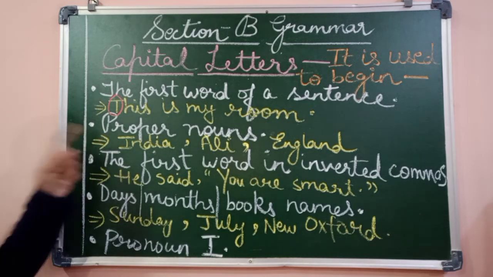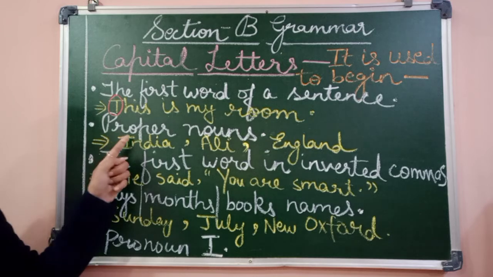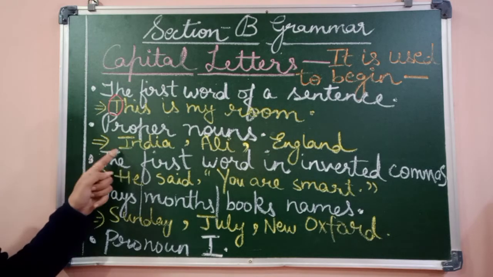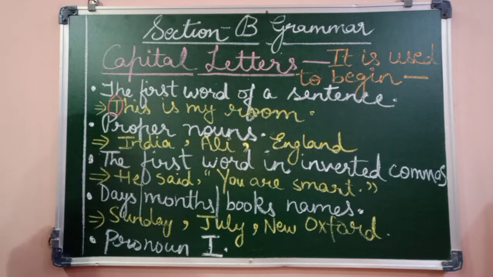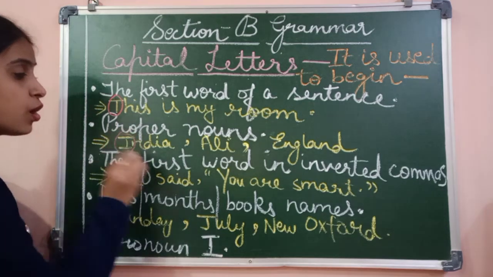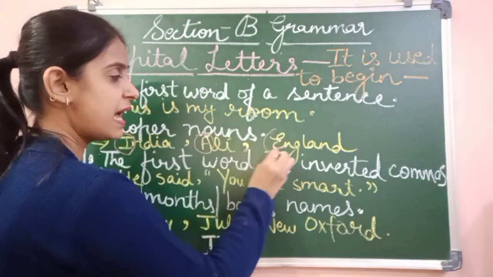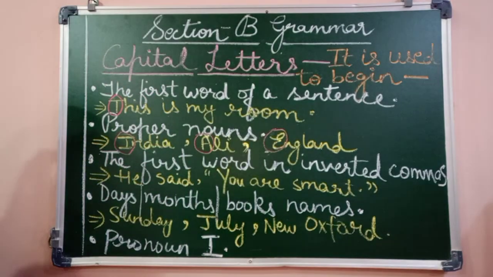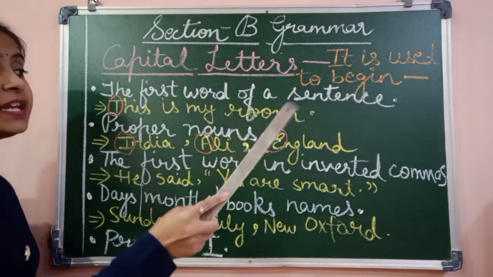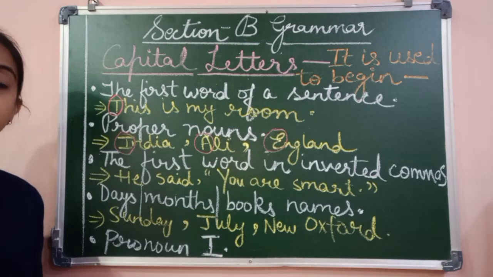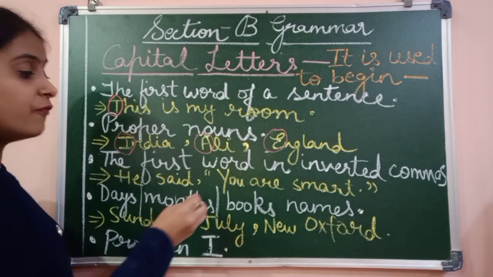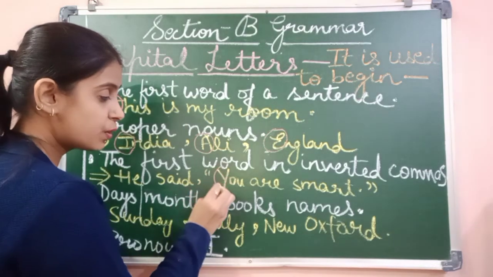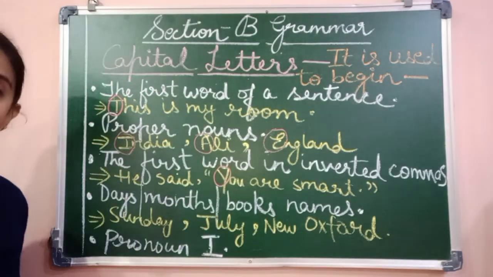Then it is used to mark proper nouns. Proper nouns also begin with a capital letter. See, India, Ali, England, all these are proper nouns and they begin with a capital letter. Then the third point says the first word in inverted commas. Whenever we use inverted commas to quote the exact words of the speaker, we begin the first word in inverted commas with a capital letter.